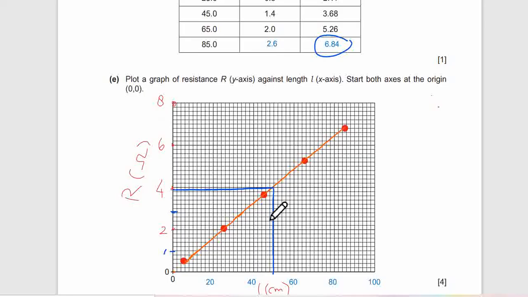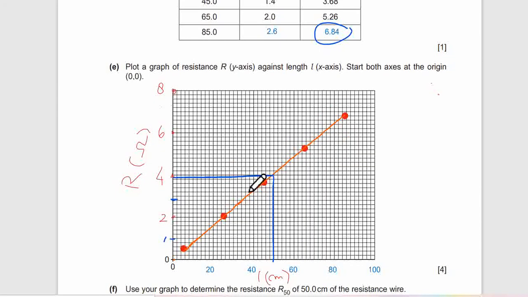So this is our graph. And as long as we make a smooth line, we'll get full marks for this one. And correct unit, correct scale for this graph. It is 4 marks.